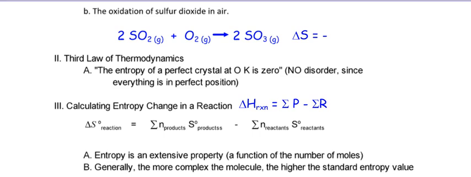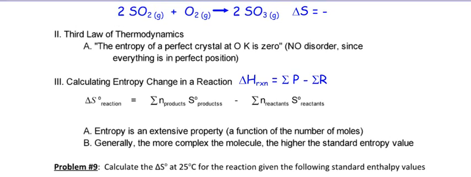C12H22O11. You have something like 45 atoms in that one molecule. Think of all those bonds you have. Think of all the vibrational and translational motion you can have there. So the more complex, the more bonds really involved, the higher the standard entropy, okay?